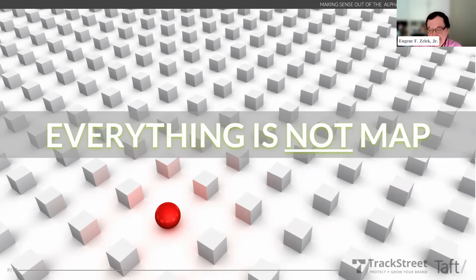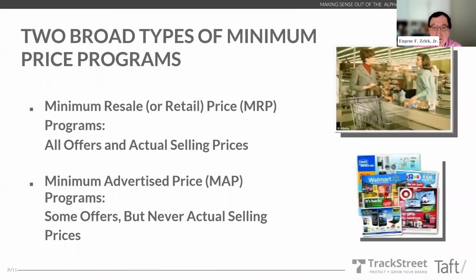So I mentioned this area really isn't that hard, and it isn't, notwithstanding all the acronyms. There really are two broad types of minimum price programs. The first is minimum resale or retail price. Both get you to MRP. And this covers all offers that are made and the actual selling price. Now, typically, the offer price and the selling price are the same. So in an MRP program, you specify a minimum price that applies to all offers plus the actual selling price. In contrast is MAP, minimum advertised price programs, that cover some offers, but never the actual selling price.